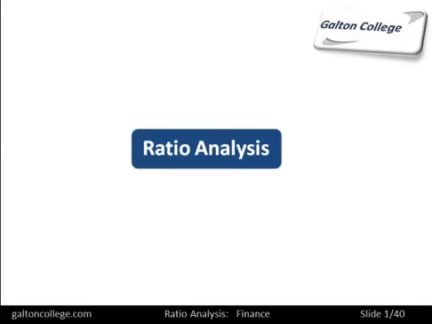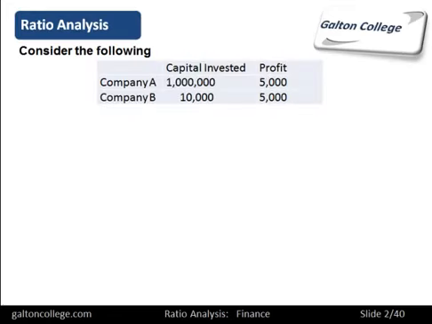In this class we're going to look at ratio analysis. The class will be concerned with the advantages and disadvantages of this approach. We'll look at various arguments for and against. So we'll start by having a look at two companies, Company A and Company B.